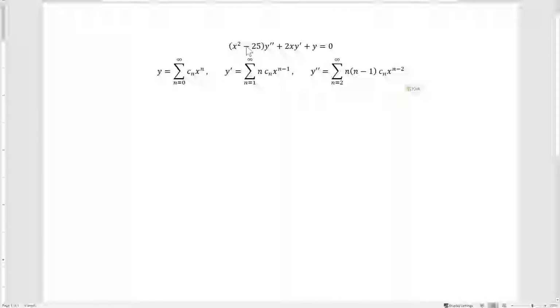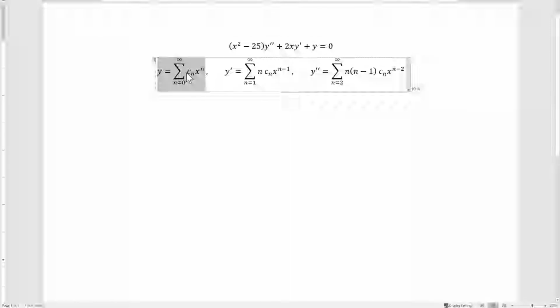Let's take a look at this differential equation. We want to find a series solution to this differential equation. That's x squared minus 25, the whole quantity being multiplied by y double prime, plus 2x times y prime plus y.